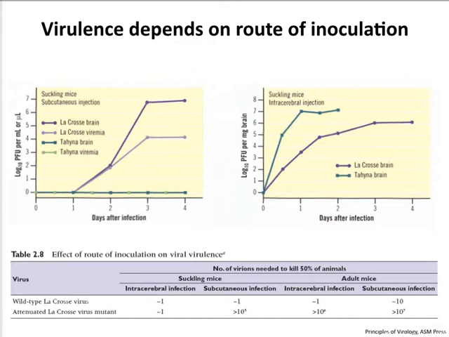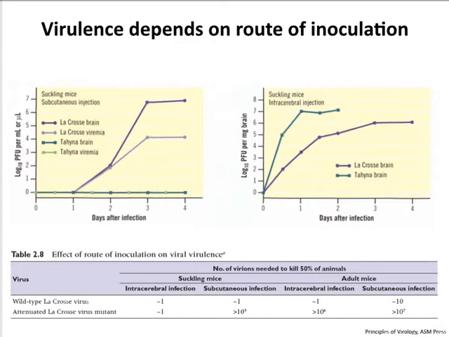They're both virulent. If you put them peripherally, Tania cannot reach the brain, so it never has a chance to be virulent. So if you didn't consider the route of inoculation in this experiment, you would just say that Tania is not neurovirulent. But that isn't true, because you see that if you put it right in the brain, it is. So that's why route of inoculation is so important. You have to specify it when you describe the results of a virulence assay.